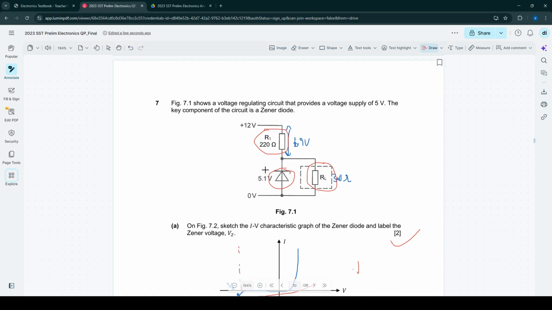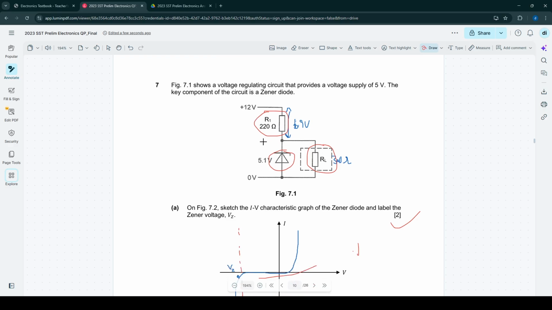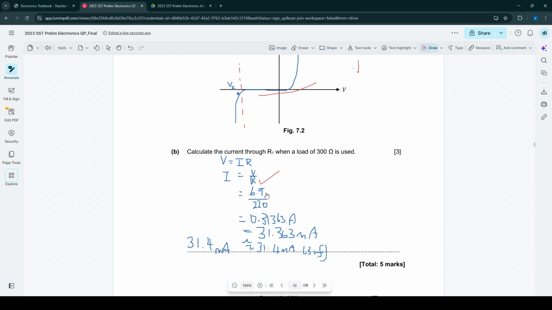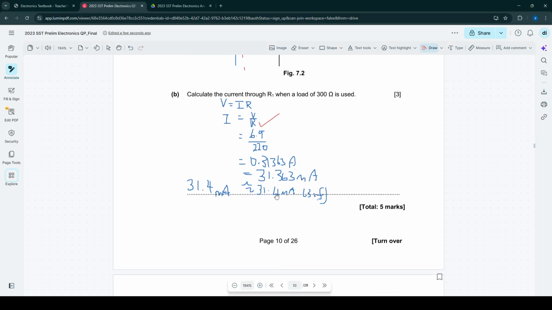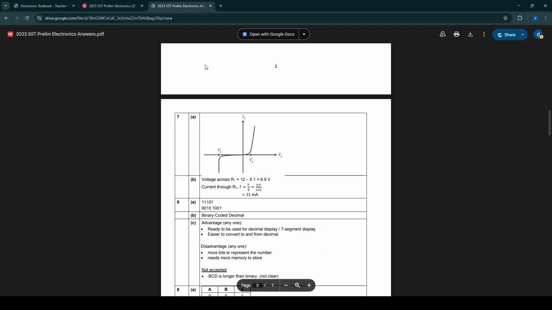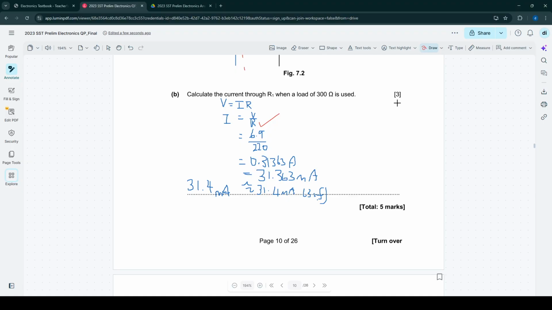So using KVL, we know the voltage at R1 already because the voltage across this and the voltage across this has to add up to 12. So we can just do 12 minus 5.1, which he does and gets 6.9. Then he's just plugging in and he gets his answer, 31.4 milliamps, and that is right.